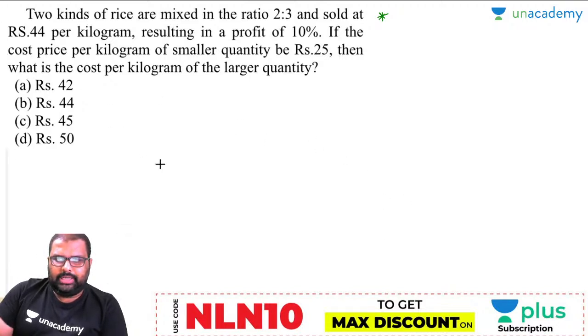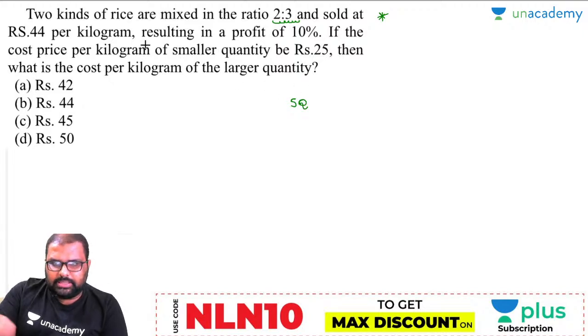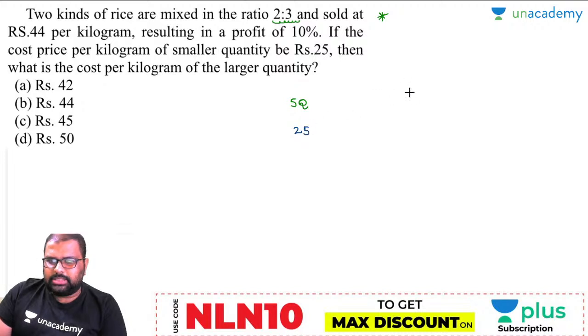Now, two kinds of rice are mixed in the ratio of 2:3 and sold at 44 per kilogram, resulting in a profit of 10%. If the cost price per kilogram of the smaller quantity, which I'll write as SQ, is 25 rupees, then what is the price for the larger quantity? The larger quantity price you don't know, so call it X. Now you have mixed this together.